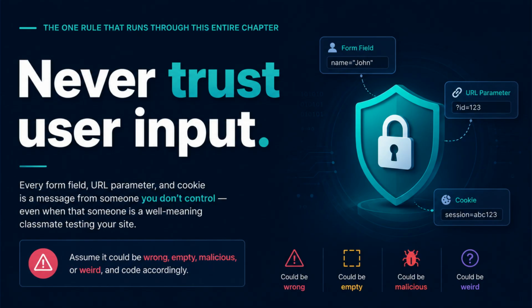If the chapter has one rule, it's this one. Never trust user input. Every form field, URL parameter, and cookie is a message from someone the developer doesn't control.